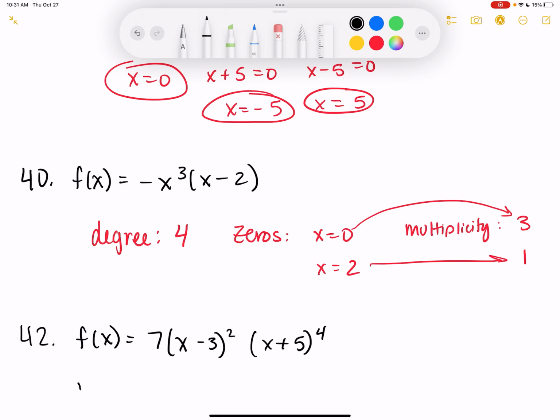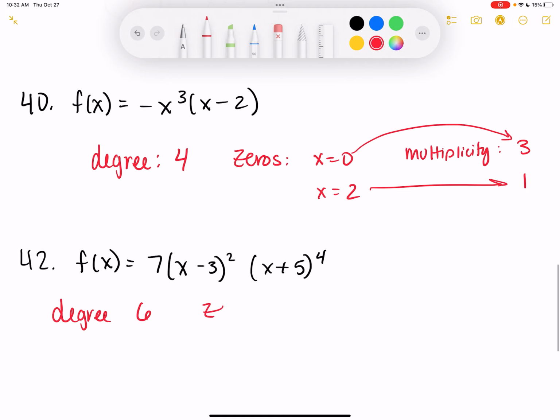So our degree is going to be 6. So then zeros, what are they? X equals negative 5. And x equals 3. Is it just 3? Yeah, sure.